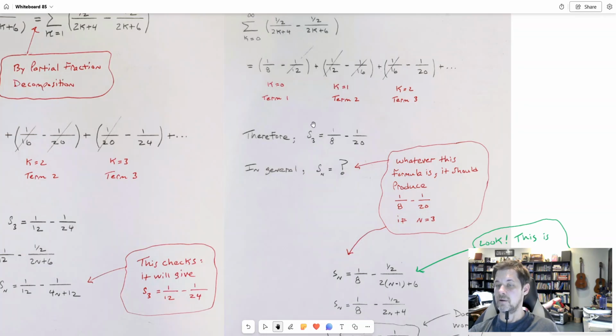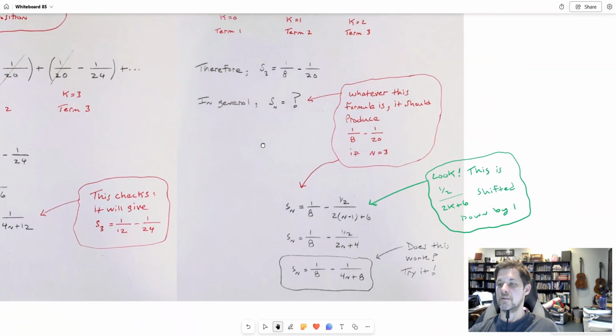What's the third partial sum? What's S3? Well, look at it. The middle cancels out as it would for a telescoping series. I get 1/8 minus 1/20. So when I give you Sn, the formula that tells me the sum of the first n terms, it must produce 1/8 minus 1/20 if n is 3. Okay, because there's term 1, term 2, term 3. This tells me the sum of the first n terms. If I let n be 3, it's got to give me 1/8 minus 1/20.